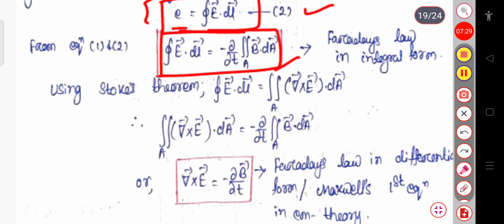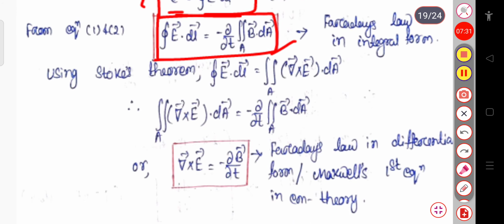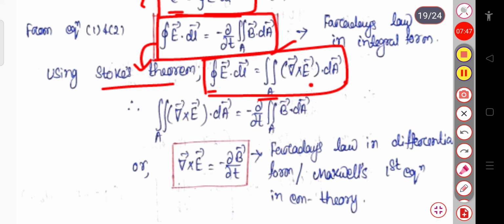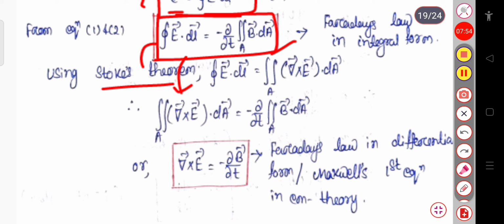Now again, if I use the Stokes theorem, which is used to convert the line integral to the surface integral, then the line integral of E dot dl becomes equal to the surface integral over del cross E dot dA. This is the Stokes theorem. If I apply this Stokes theorem in the above equation, the line integral becomes the surface integral of del cross E dot dA, and this will be equal to minus dou by dou t of B dot dA.